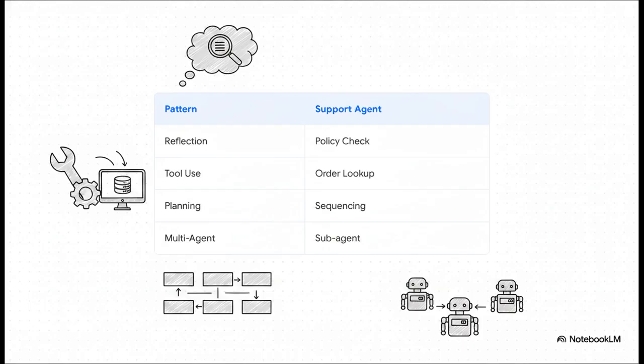Reflection? That's the verifier checking the draft against the refund policy. Tool use? That's executing the order lookup. Planning? That's sequencing the classify, lookup, and respond steps. And multi-agent collaboration? That's spinning off a sub-agent to safely handle a specialized task. It is all perfectly connected.